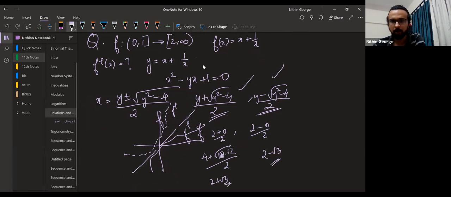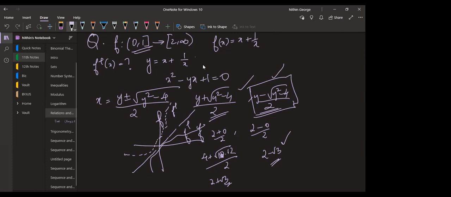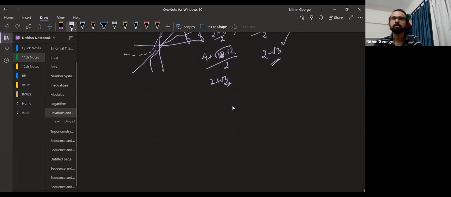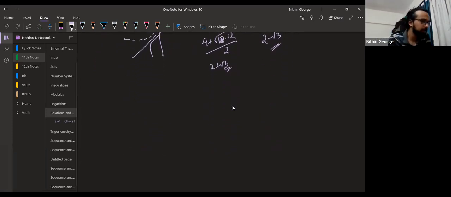We can see that only one of them lies between 0 and 1. This is how you deal with this problem. Only one of them lies between 0 and 1, and that is this one. So that is why you take the minus sign. Got this, guys? Yes, sir. Pretty straightforward. If you have any doubts, please stop me and ask. Okay, another problem.